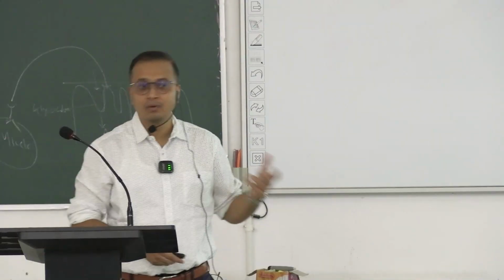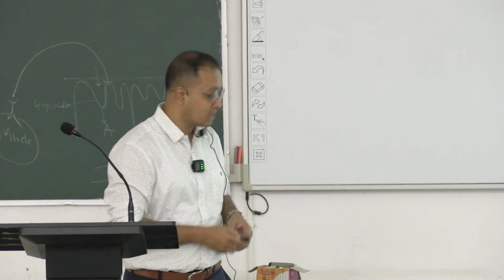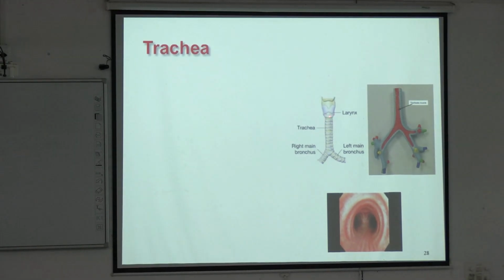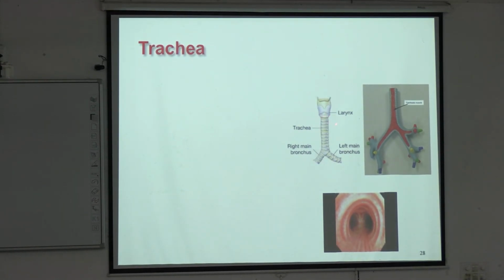Now, the other thing we are left with is the trachea. We know the trachea is a continuation of the larynx, or voice box, which starts from the cricoid cartilage. This is the thyroid cartilage, which you can feel in the front of the neck region, known as Adam's apple, which is palpable.